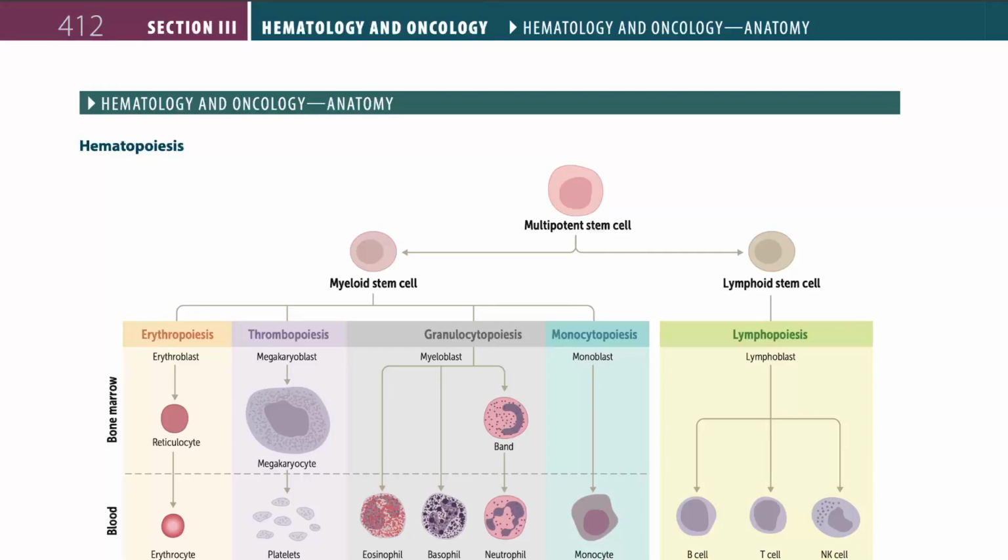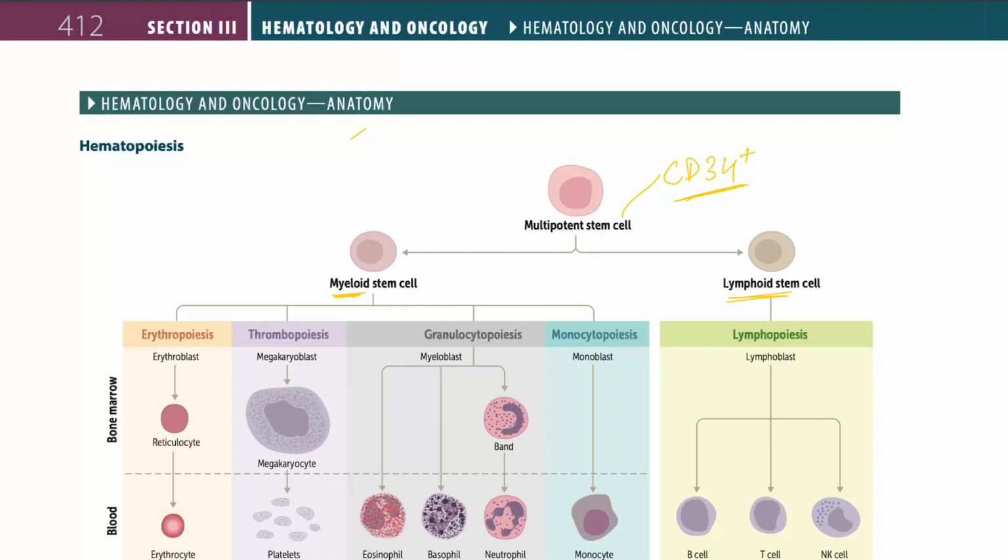Let's talk about hem-onc anatomy. Hematopoiesis. In hematopoiesis, we have the multipotent stem cells, and you have to know that the multipotent stem cell has a CD marker, which is CD34. They are the CD34 positive cells.